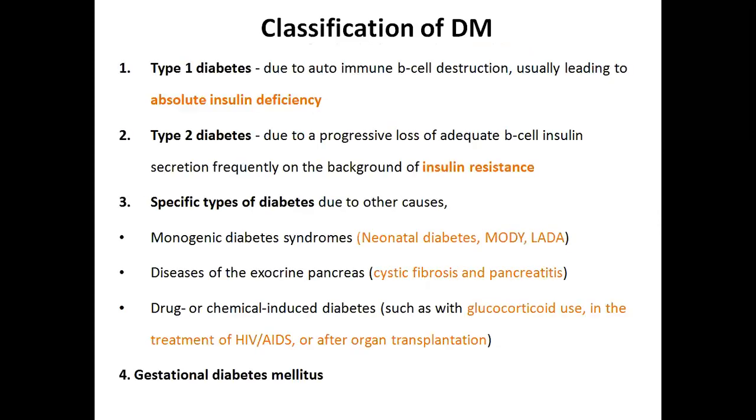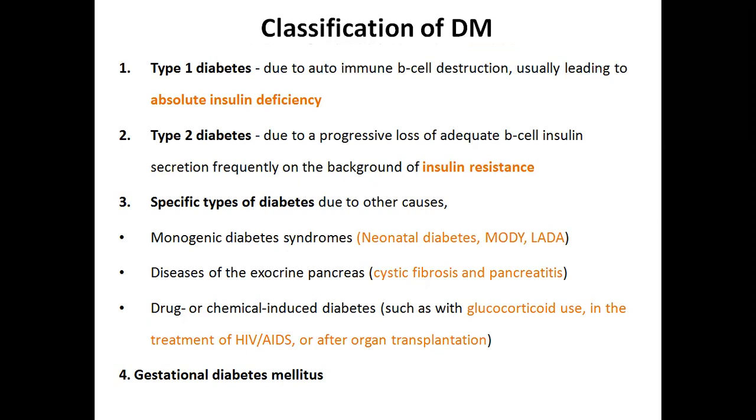Coming to the classification of diabetes mellitus, we have mainly four types. Type 1 is mainly due to an autoimmune cause where beta cell destruction occurs, which may result in absolute insulin deficiency. Type 2 is characterized mainly by insulin resistance. Other specific types of diabetes include monogenic diabetic syndromes like neonatal diabetes, MODY, LADA, and diseases of the exocrine pancreas, which include cystic fibrosis and pancreatitis.